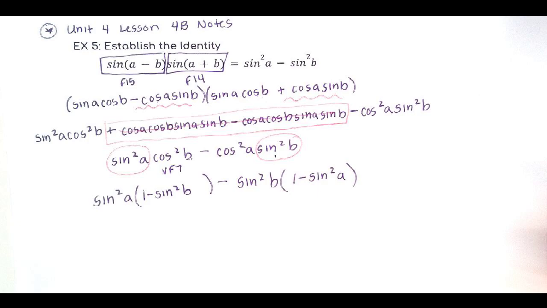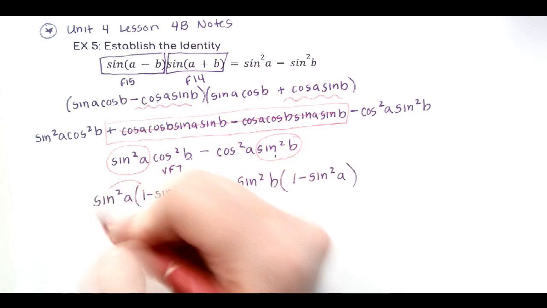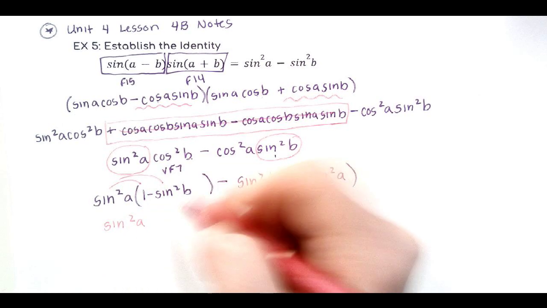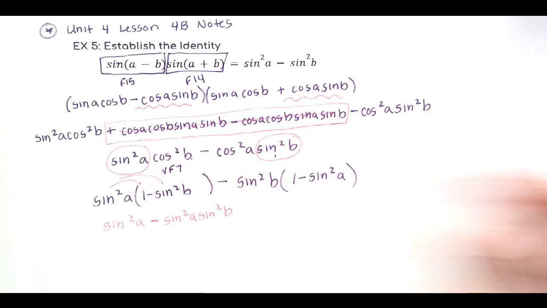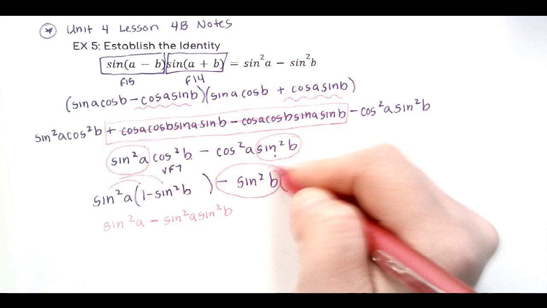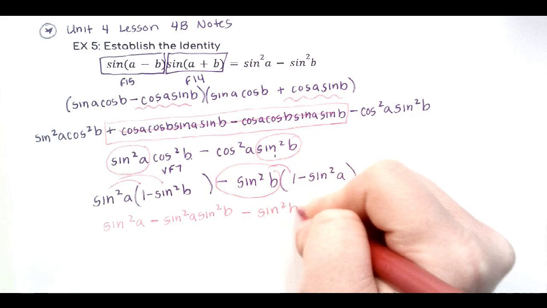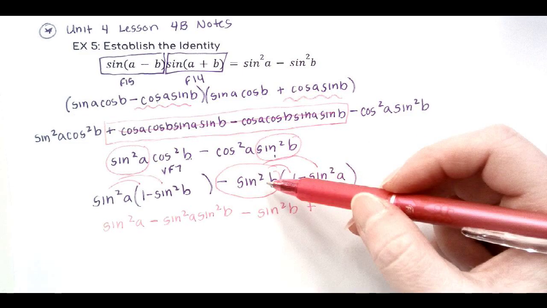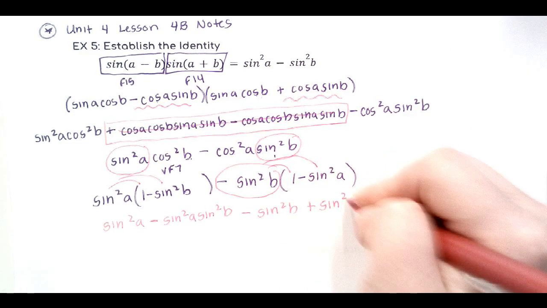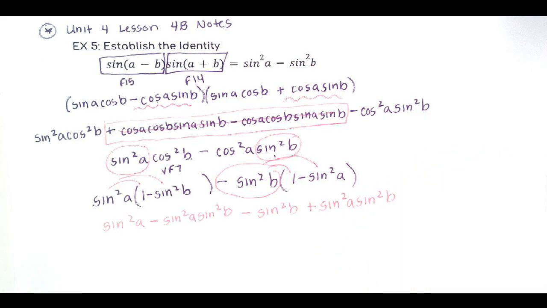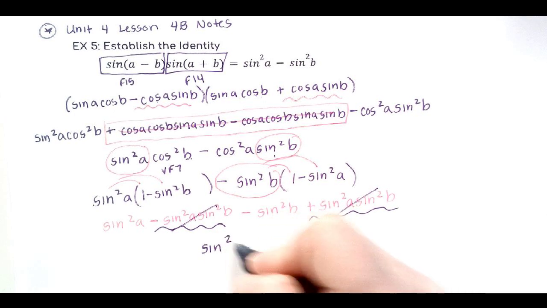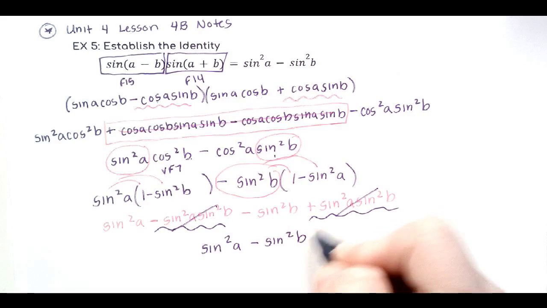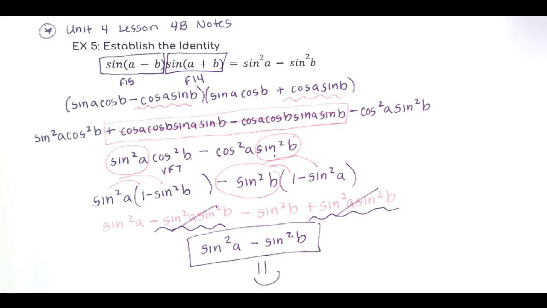Now I'll distribute. Sine squared A times 1 is sine squared A. Sine squared A times a negative sine squared B is a negative sine squared A sine squared B. Here I'm distributing a negative sine squared B times 1, I get a negative sine squared B, and then a negative times a negative is a positive, sine squared B, sine squared A, I'm just going to write it in alphabetical order, so sine squared A, sine squared B. Here I have a negative sine squared A, sine squared B, and then a positive of the same, so they will cancel, and finally I am left with sine squared A minus sine squared B, which is exactly what they wanted me to get. And that is the last example for this set of notes.